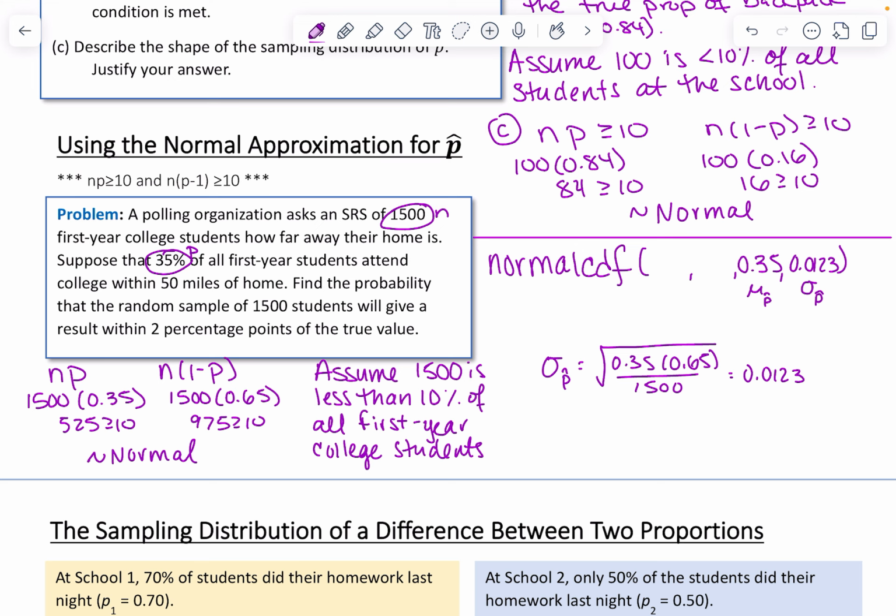All right, now for the high and the low, it said it's going to be within 2% of the true value. What's the true value? True value is p. It's 0.35. So 2% lower than 0.35, my low is going to be 0.33. 2% higher than 0.35, my high is going to be 0.37.